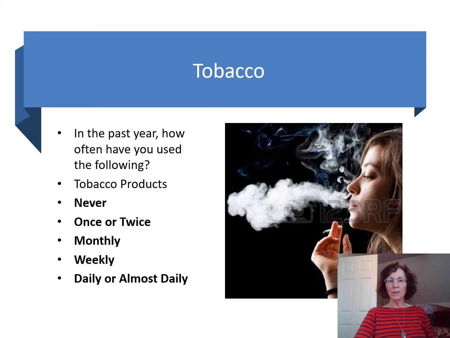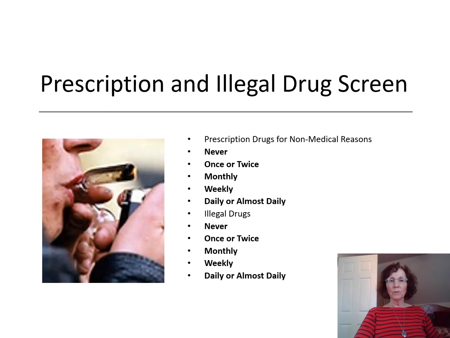For tobacco, in the past year, have you ever used the following tobacco products? Never, once or twice, monthly, weekly, daily, or almost daily. For prescription or illegal drugs for non-medical reasons, never, once or twice, monthly, weekly, daily, or almost daily. And for any other illegal drugs, it's never, once or twice, monthly, weekly, daily, or almost daily.